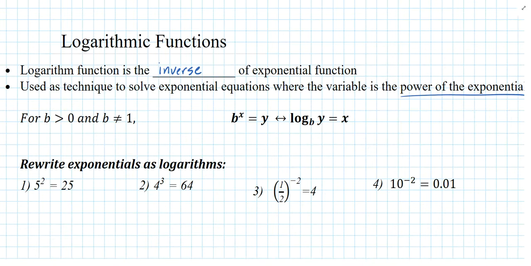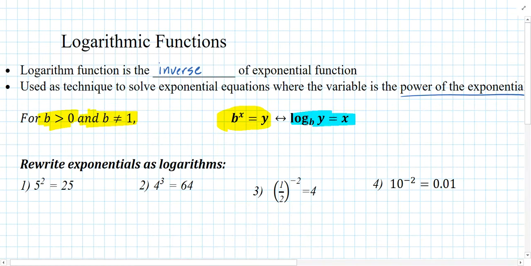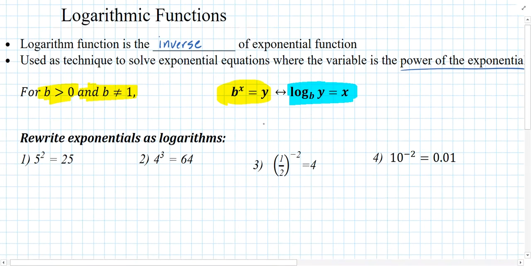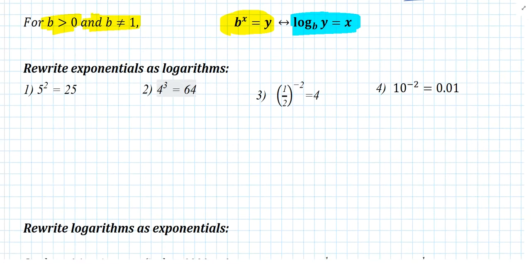As a rule, for base values b that are positive and not equal to 1, an exponential equation b to the x power equals y can be rewritten as logarithm base b of y equals x. You will find that solving exponential equations is made easier by rewriting exponentials as logarithms and vice versa. Here are a few examples of rewriting exponential equations as logarithms.